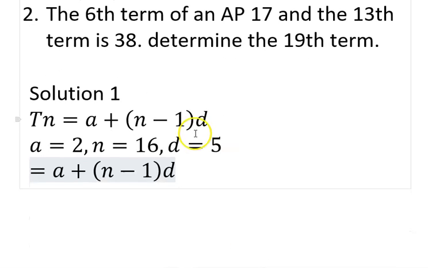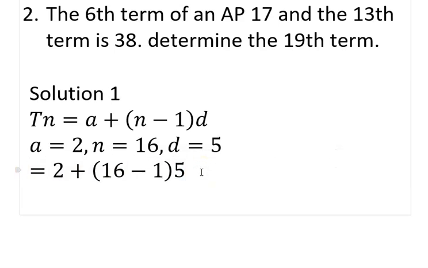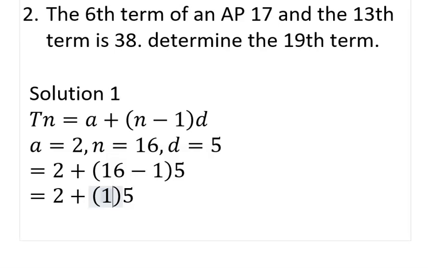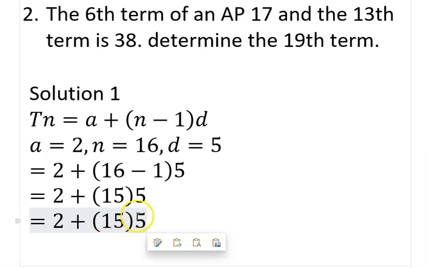So to get your 16th term, our first term is 2, our number of terms, n, is 16, and our common difference is 5. Very easy. So you say 16 minus 1 here will give you 15. The next thing, you say 15 times 5 will give you 75.